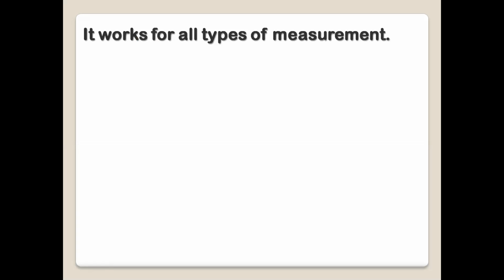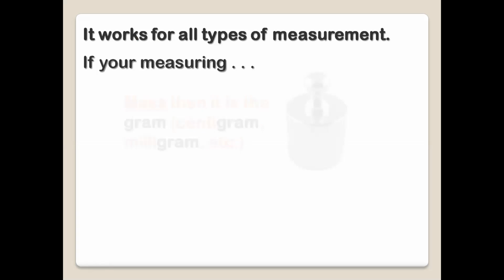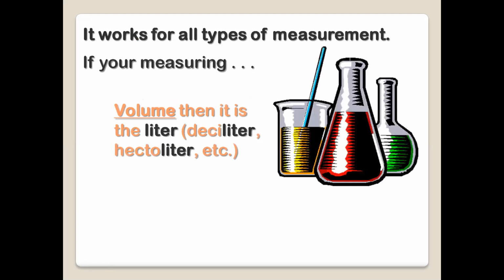It works for all types of measurements. For example, if you're measuring mass, then it is gram, or you can write centigram, milligram, etc. So these conversions are applicable for mass. If you're measuring length, then meter, kilometer, decameter, etc. All these units, you can use the prefixes, whether it is mass or length or volume.